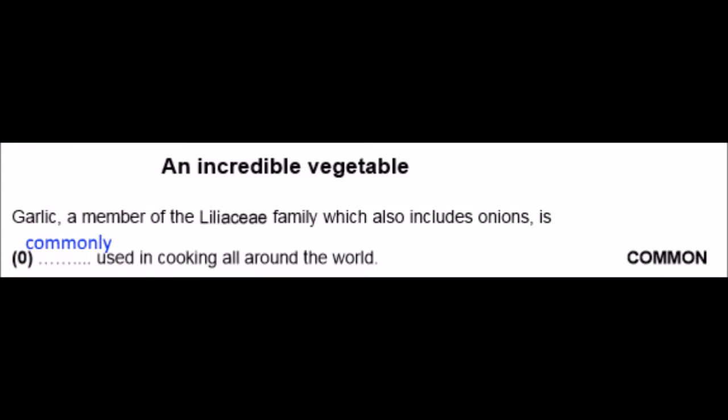Now in this case, the key word we've been given is common. How do you form the adverb from that? Well, we often form adverbs just by adding ly onto the end of a word. So from common, we get commonly. And so the answer is garlic, a member of the Liliaceae family, which also includes onions, is commonly used in cooking all around the world.